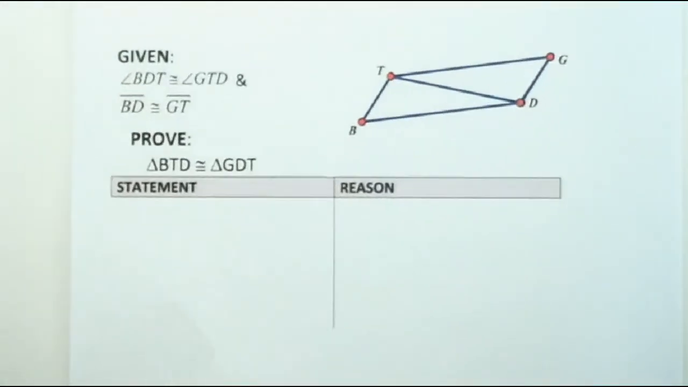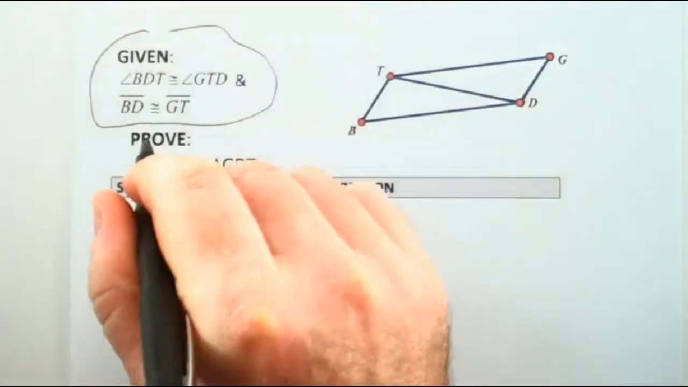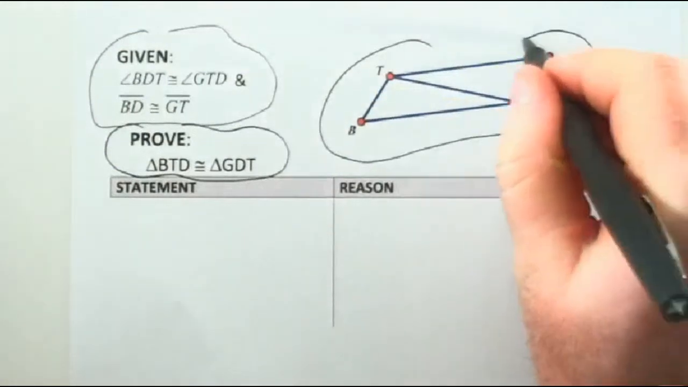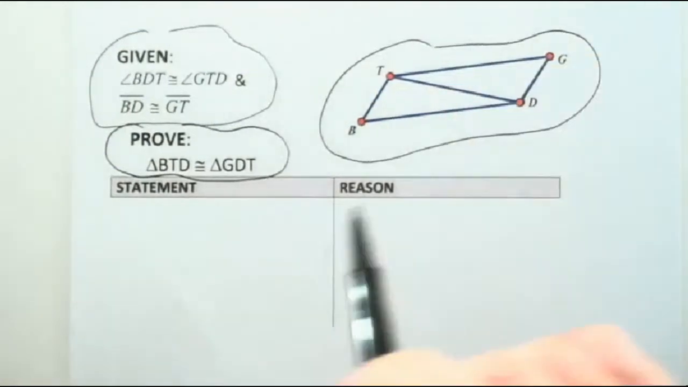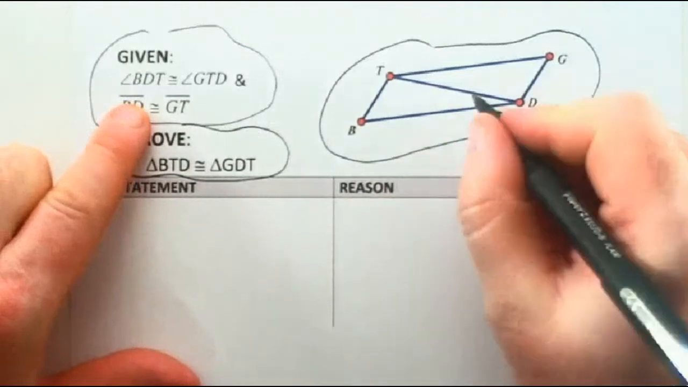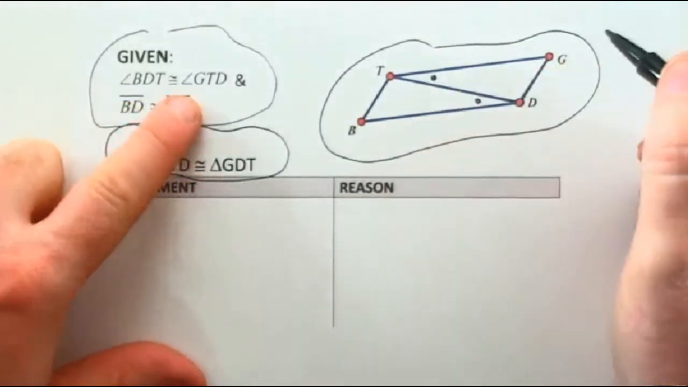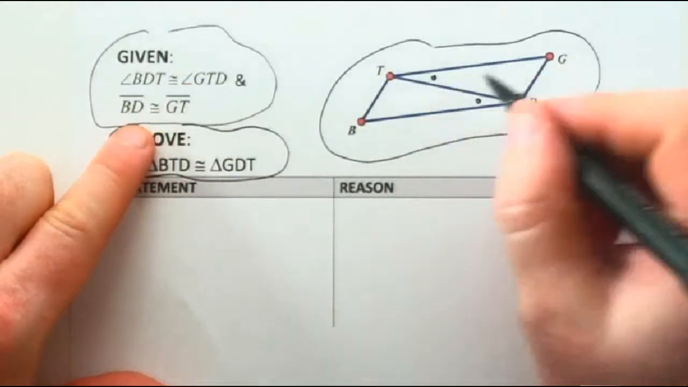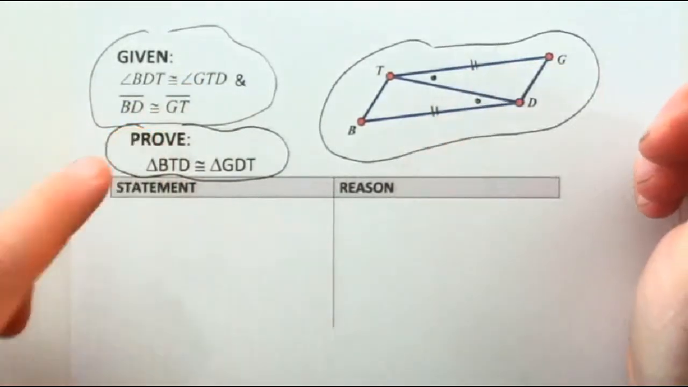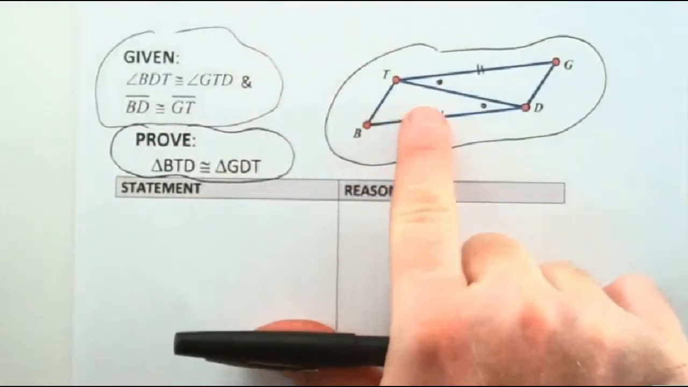So here is an example. You can see here's my given information. Here's what they want me to prove. And here's a diagram to help me make sense of it. So they say, and I like adding it to my diagram, that angle BDT is the same as GTD. So these are equal. That's what that gives me. And it tells me that BD is the same as GT. So this is kind of the starting conditions, and then they want me to prove that this triangle is the same as that one.